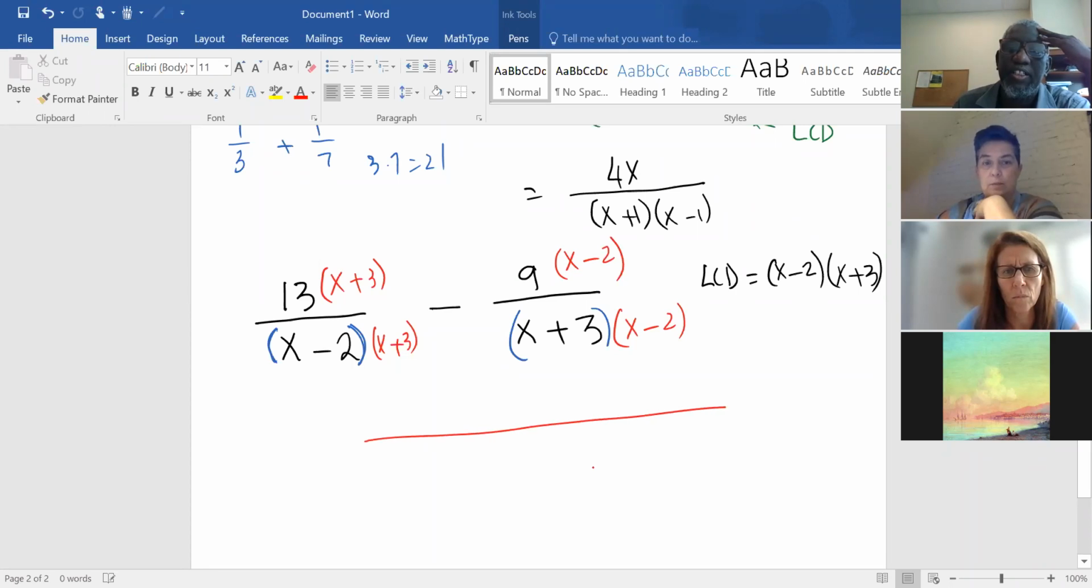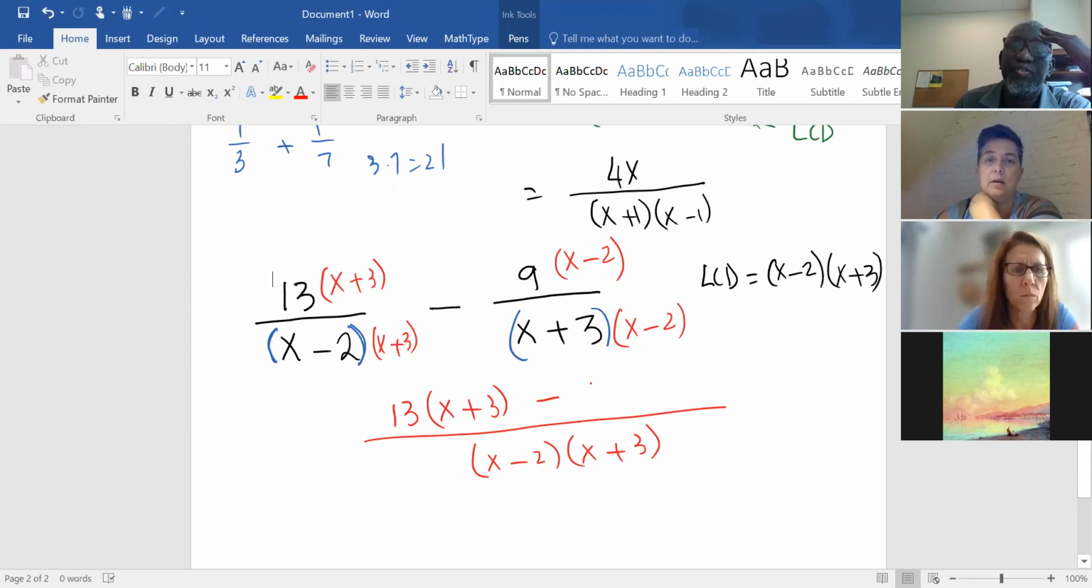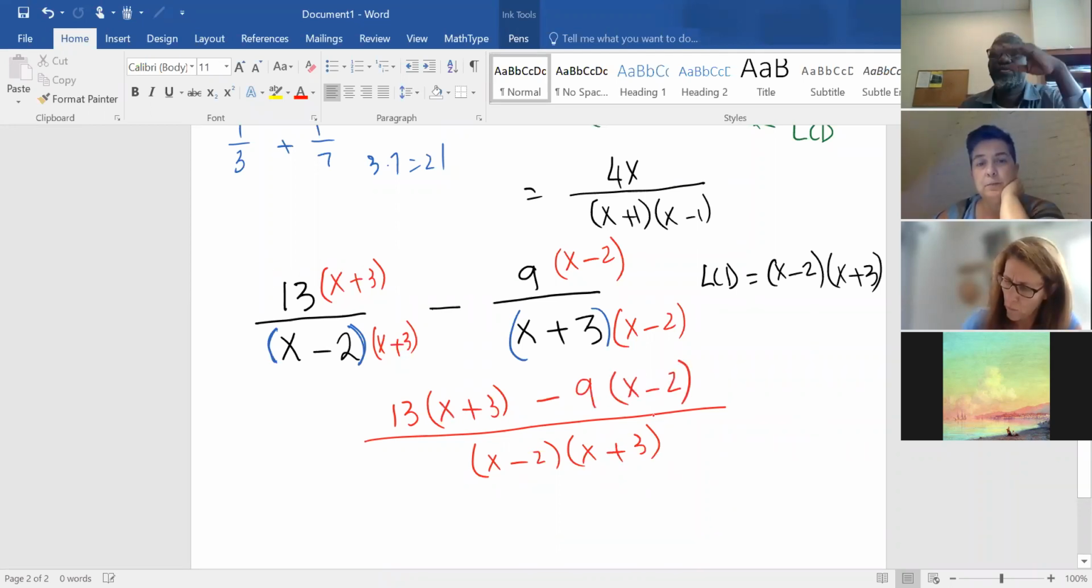As a single fraction here, what is the common denominator which you want to put here now? X minus 2, x plus 3. Thank you. And then what are the new numerators now? 13 times x plus 3, minus 9 times x minus 2. Thank you.